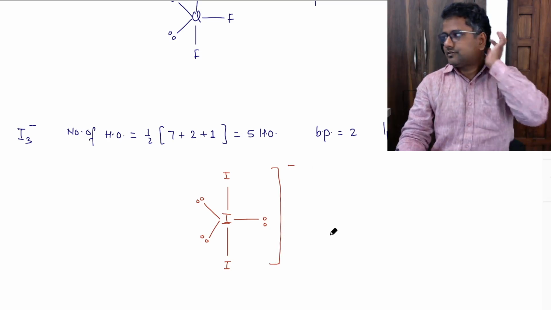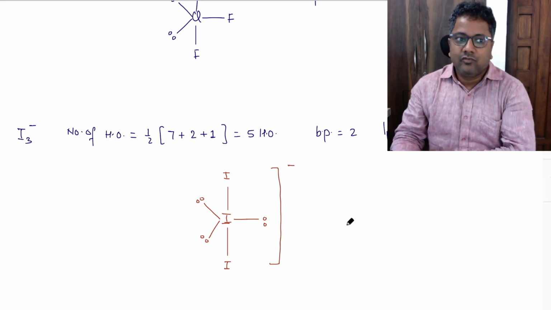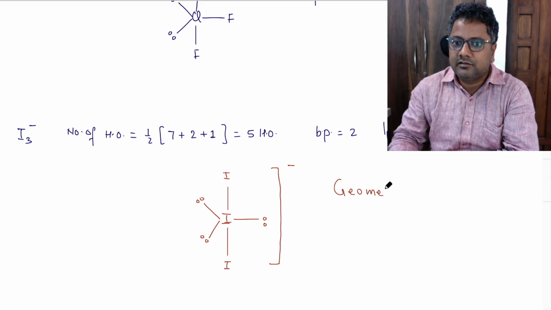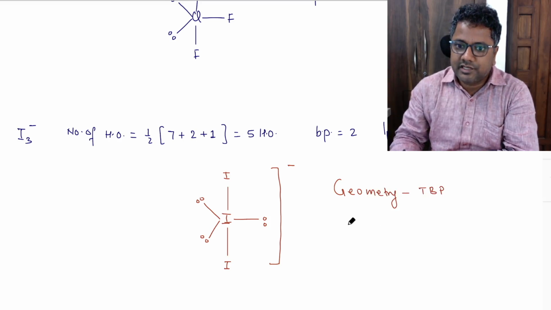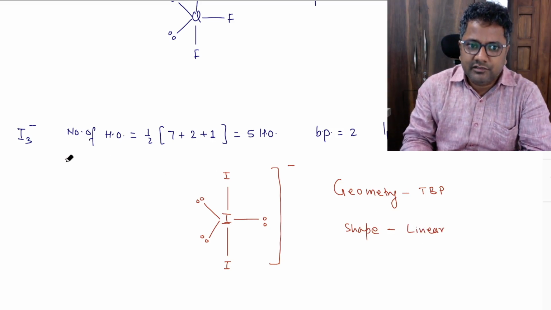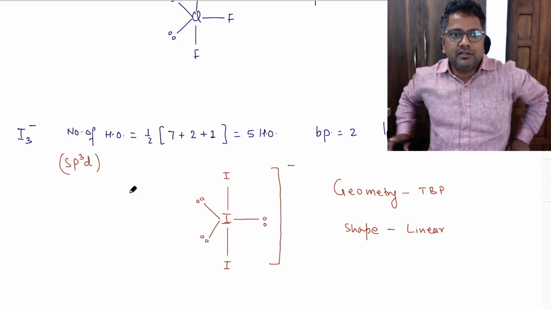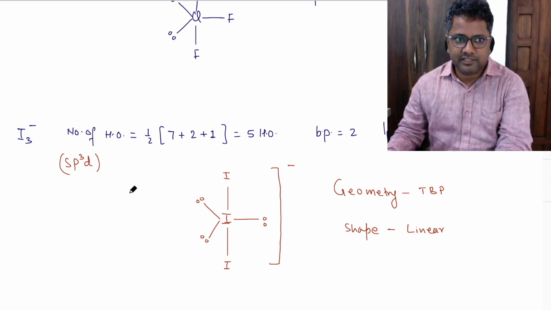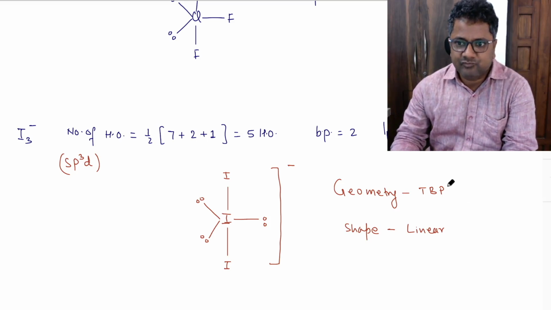Negative charge, like this, right? So what is the geometry of this molecule? The geometry is TBP. What is the shape here? The shape is linear, right? So by considering only hybridization, you cannot predict the actual shape of the molecule. What is the actual shape? Geometry you can say, geometry is okay.